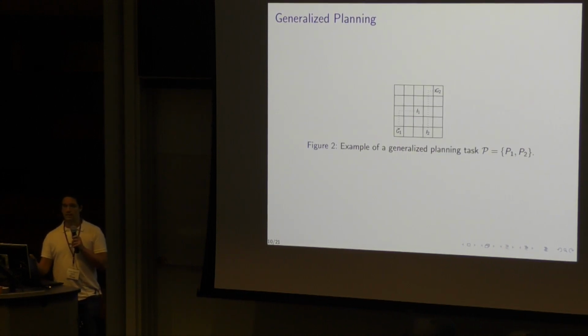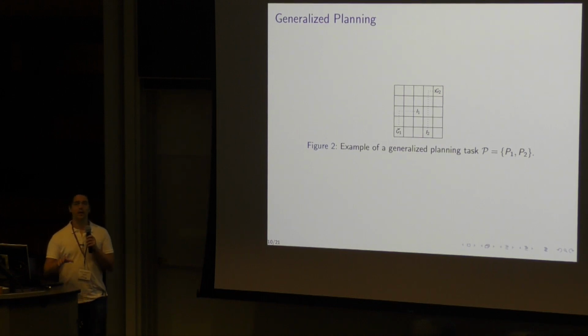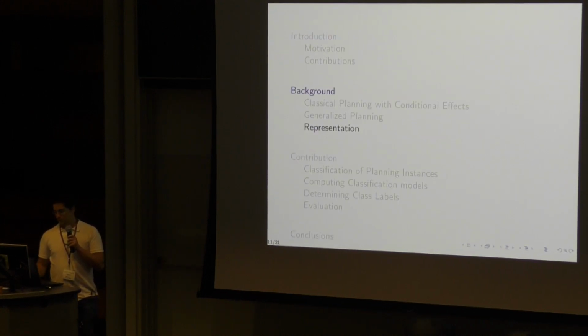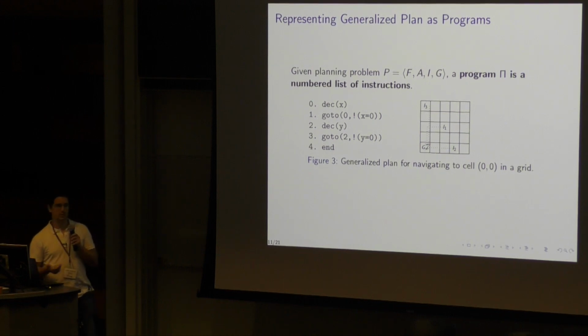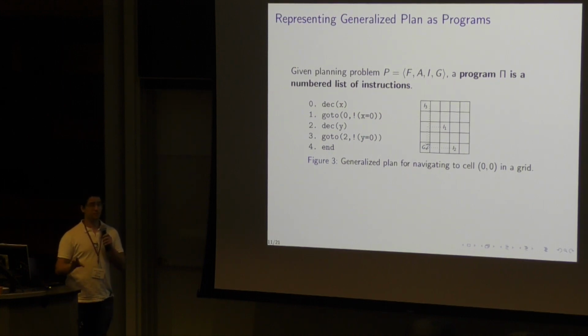This could be a nice example. We have different initial states in the grid, and we want to move to different locations. A generalized plan will be: move from any arbitrary position in a grid to another arbitrary position in that grid. How do we represent this? We represent this by planning programs. A planning program is just a program, like in this example, where you are in an arbitrary position in a grid and you want to move to the (0, 0) cell of the grid.